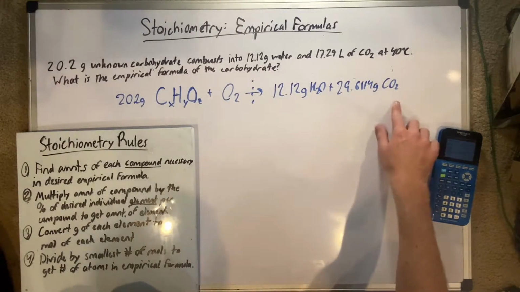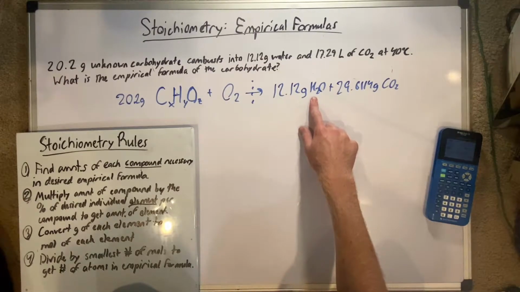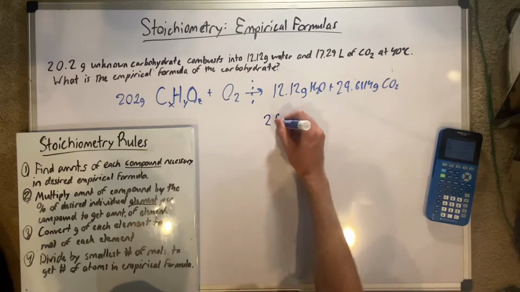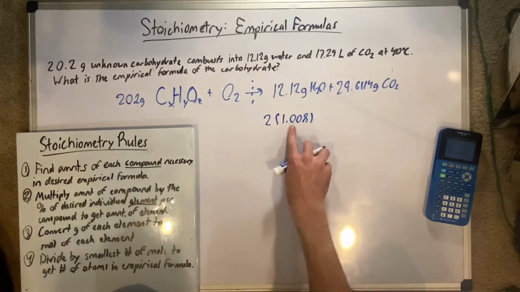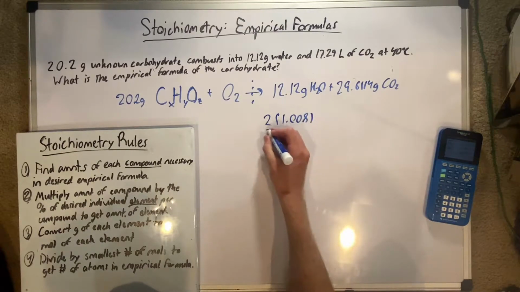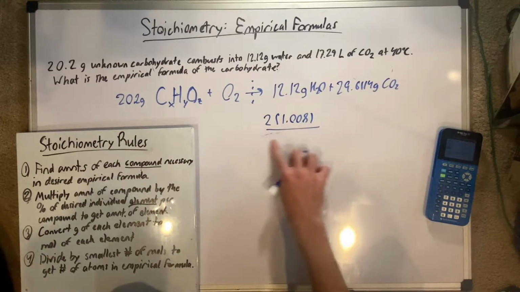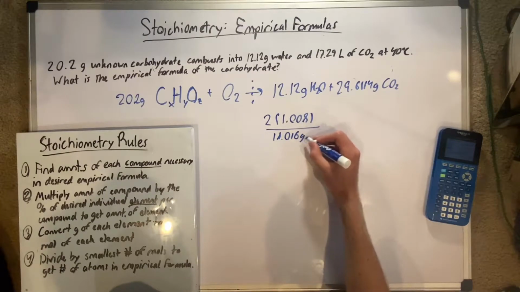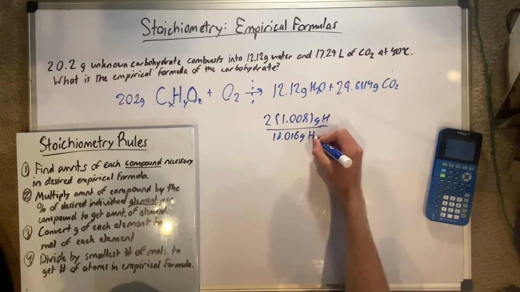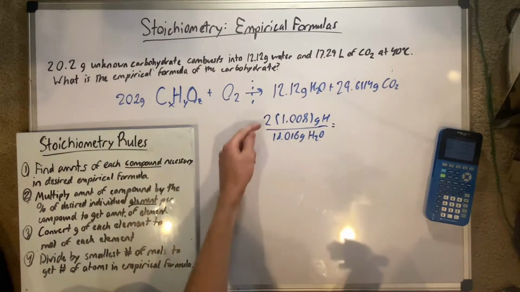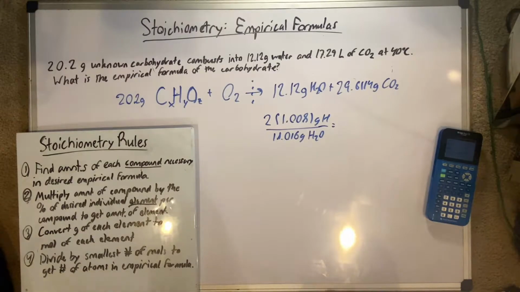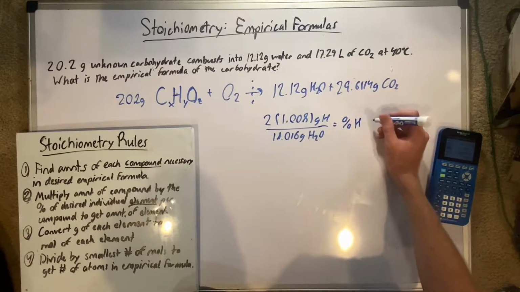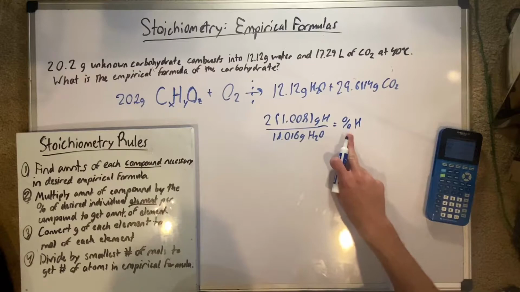So notice that the only thing here that has hydrogen in it is the water. So we can multiply the amount of hydrogen per water molecule, which would be 2 times 1.008, because this is the molar mass of hydrogen, times 2, because there's 2 hydrogens, divided by 18.016. This would be grams of hydrogen per gram of water. Basically, this is just saying how many grams of hydrogen per gram of water. And this here would give us the percentage of hydrogen in the water, which is just a ratio.